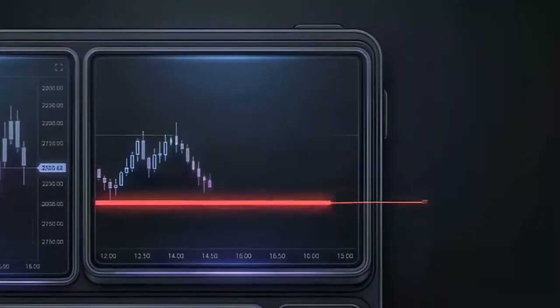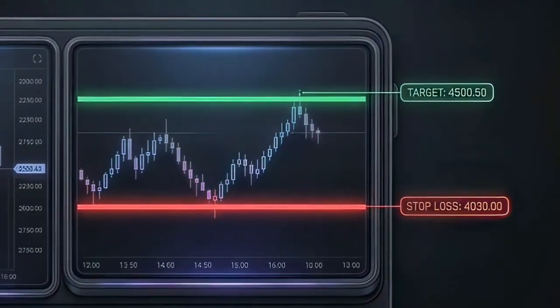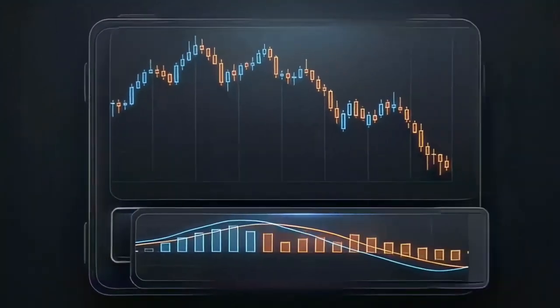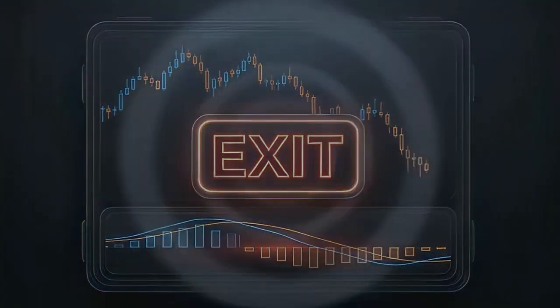Stop beneath the swing low that formed before the crossover, and target the next resistance, or twice your risk, whichever arrives first. Exit if the histogram crosses back negative. Now watch that exact same setting become the wrong choice.